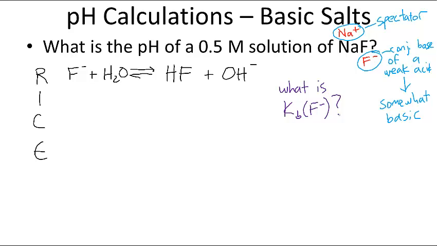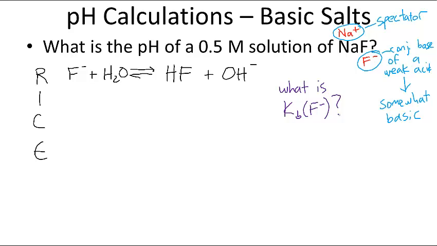And so you look at your blue sheet and you're like, all right, I'm going to go to the Kb list. And on the Kb list, you look and you see not fluoride, not fluoride, not fluoride. Oh, fluoride is not on your Kb list. Why isn't fluoride on the Kb list? Fluoride is a weak base, but why isn't it on the Kb list?